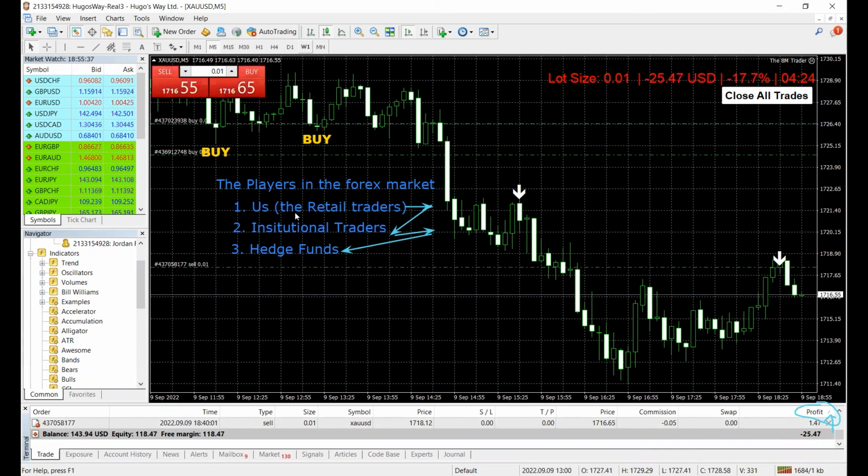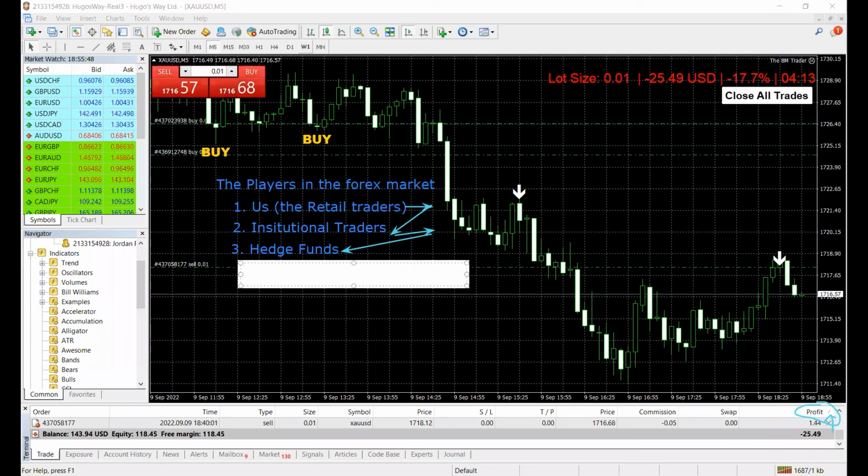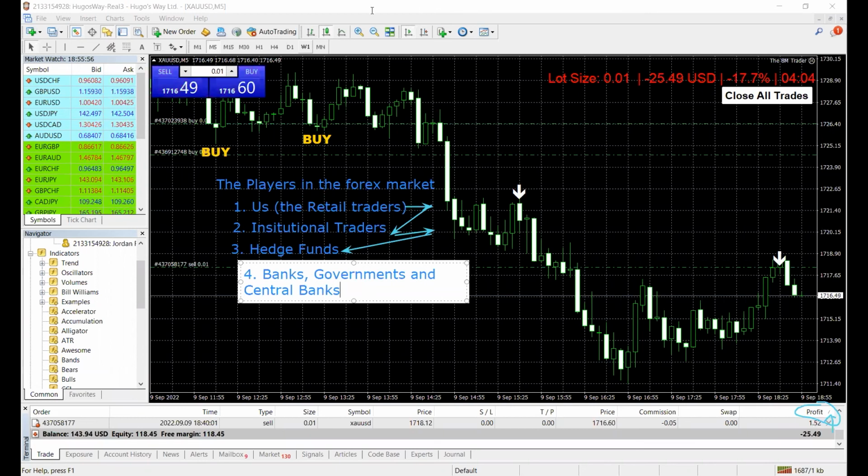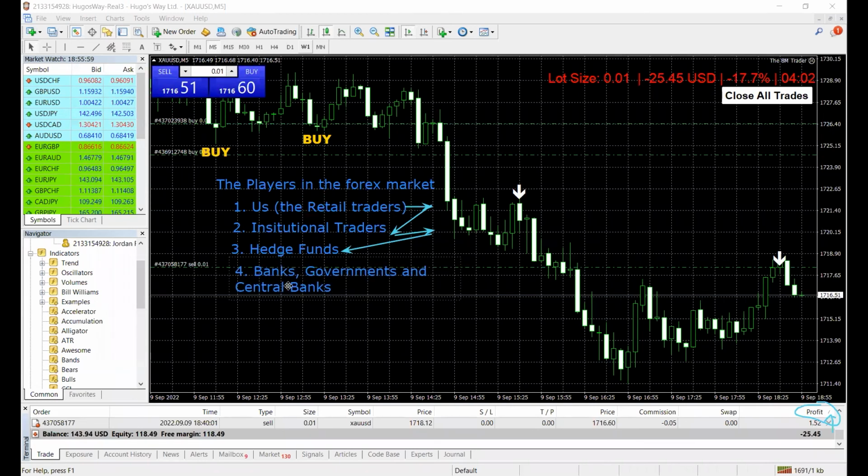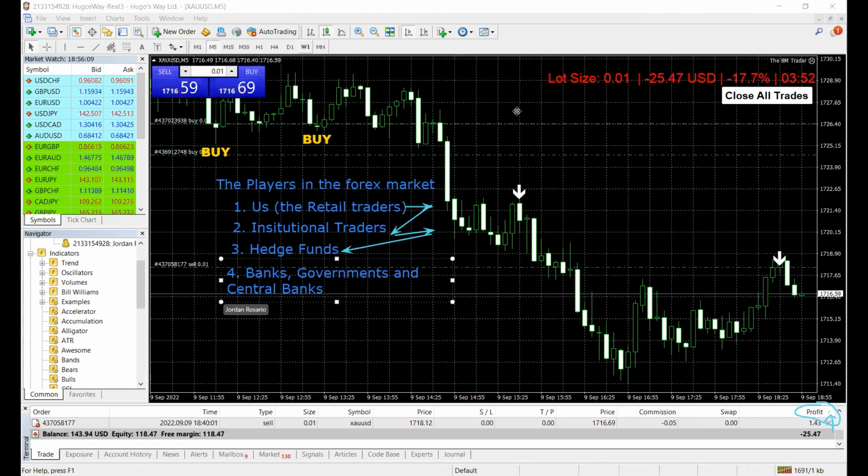So again, going back to what we're doing, we, the retail traders, follow the institutional traders that follow the hedge funds. Now, who do the hedge funds follow? Banks, governments, and central banks. These guys are the players. These guys have the capital. These guys move the markets like that. These are the guys that dictate how these markets move.